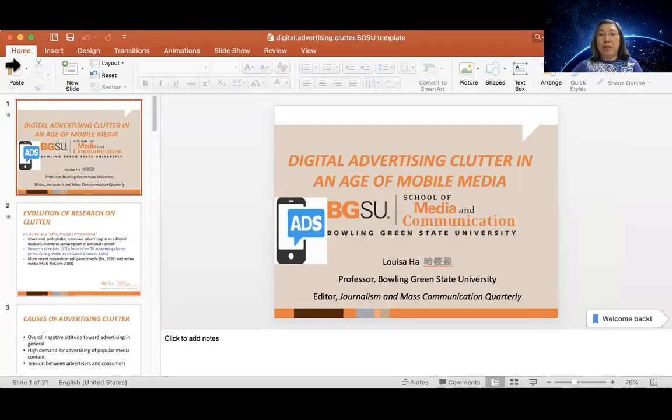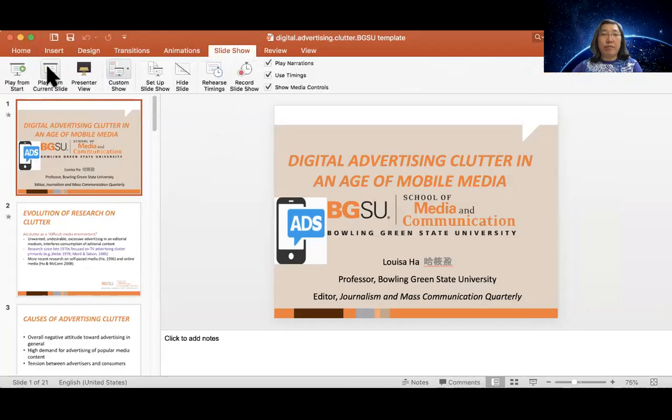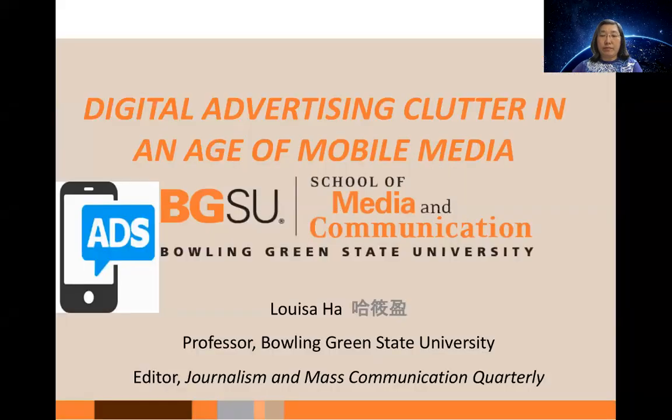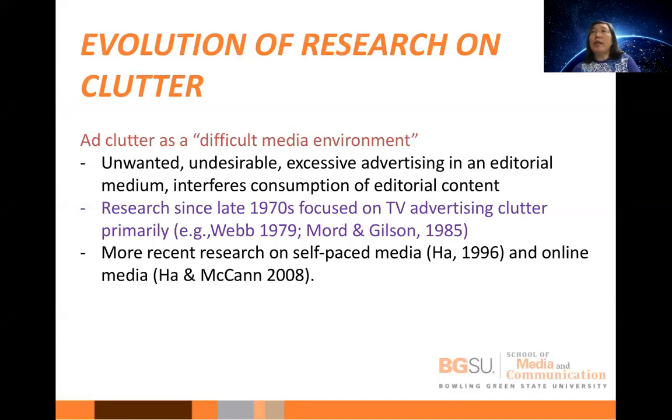Okay, you should be able to see the screen. It is about digital advertising clutter in the age of mobile media. So what is advertising clutter? Advertising clutter is defined as a difficult media environment. It's a situation where we see the advertising as unwanted, undesirable, and excessive in an editorial medium that we are consuming, and it interferes with the consumption of the editorial content we are watching or reading.